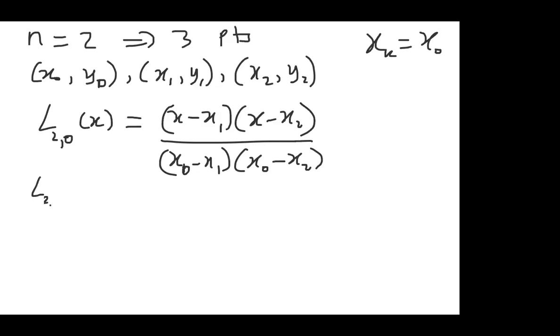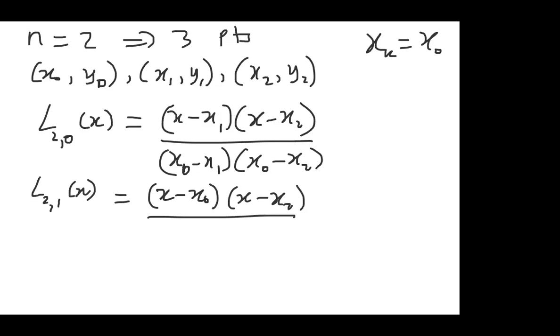If I move on to L21(x), in this case k is equal to 1, then I'm going to get the numerator in this way, x minus x0. I won't have x minus x1. The next and the last value will be x minus x2 here. Then in the denominator, I'm going to have the value of this numerator at the point x equal to xk. So I'm going to have x1 minus x0 times x1 minus x2.